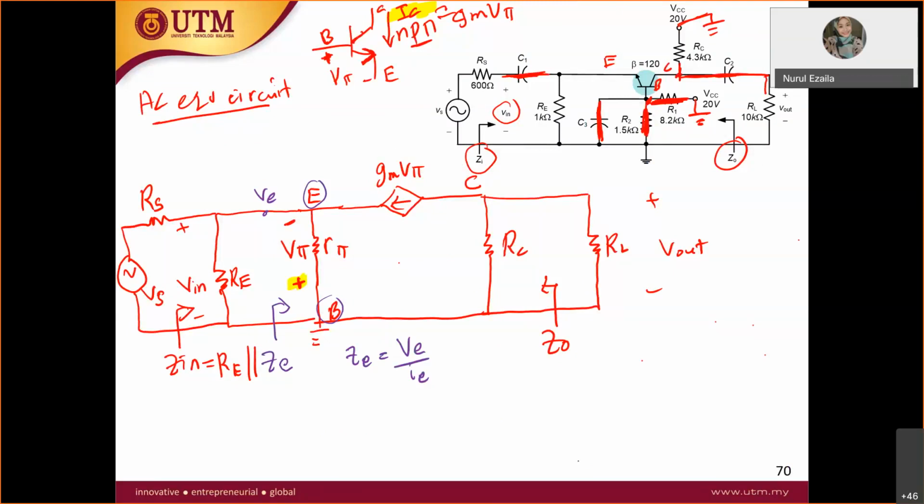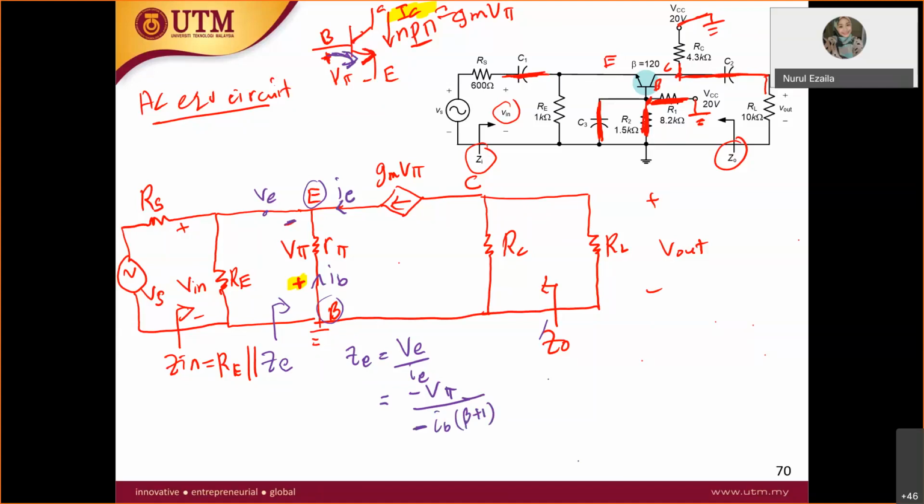Okay, so this one, VE is equal to the negative V pi because you have negative here, negative V pi. How about IE? In this case, IE is in this direction. And also your IB is from the emitter, from base to emitter, in this direction, right? This is your IB, from base to emitter. So IB is going up. Therefore your IE is equal to negative IB times beta plus 1.